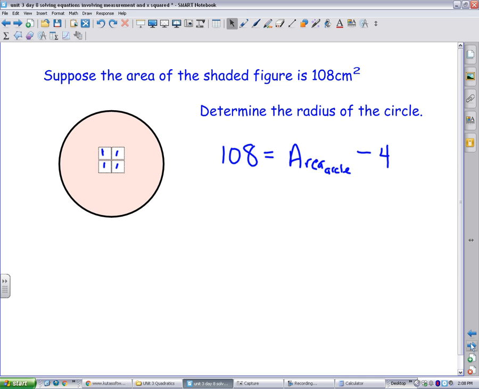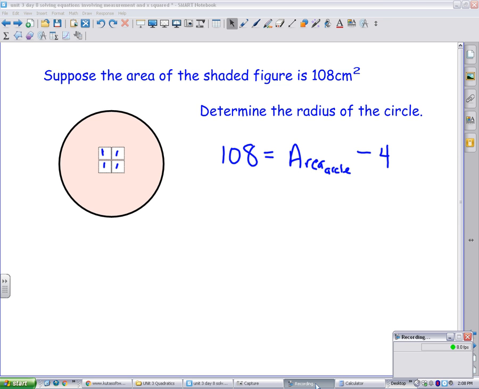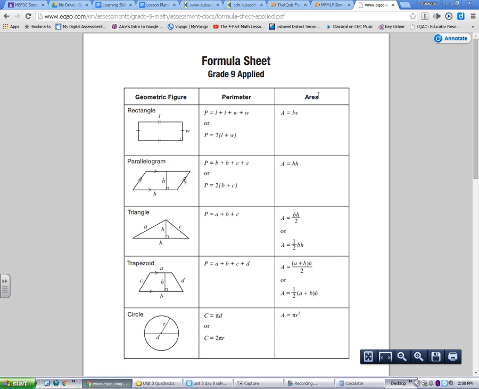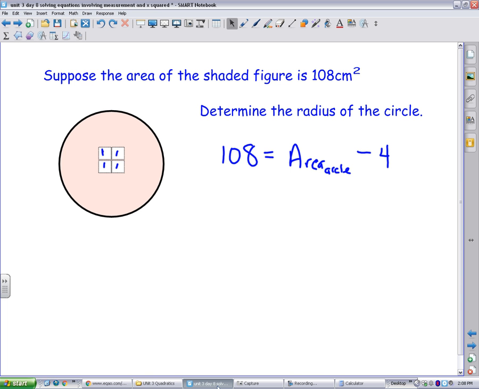So I could go to my handy dandy formula sheet, which I don't have here, just a second. Here we go. I'm looking for the area, so I'll go down the area list till I hit circle. So there it is. I want area equals pi r squared. I know that the total area is supposed to be 108, but I had subtracted 4 squares from that. Pi is a number, right? Pi is about 3.14. So the only thing I don't know here is r.